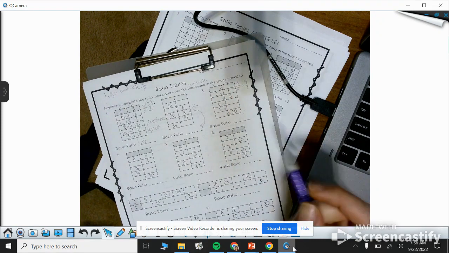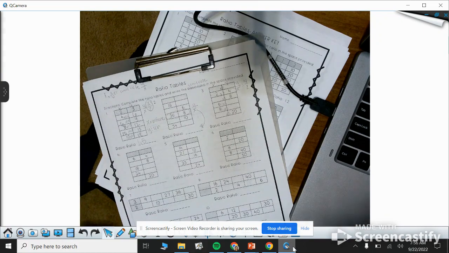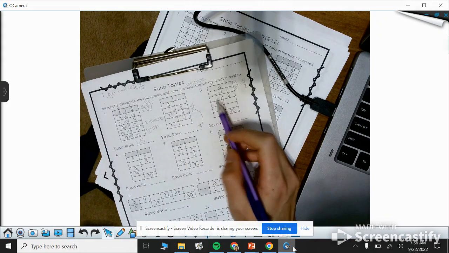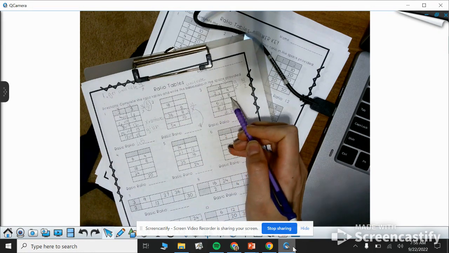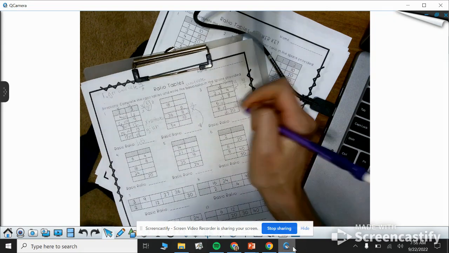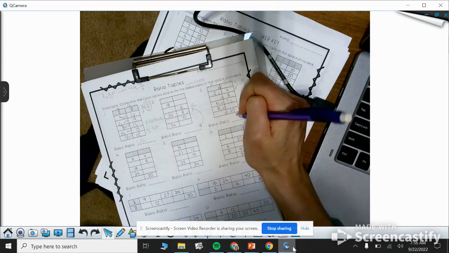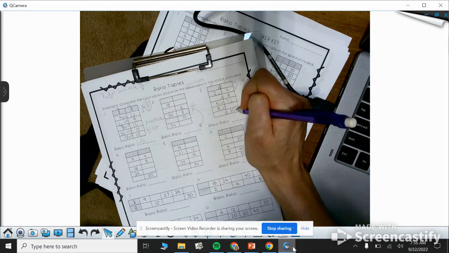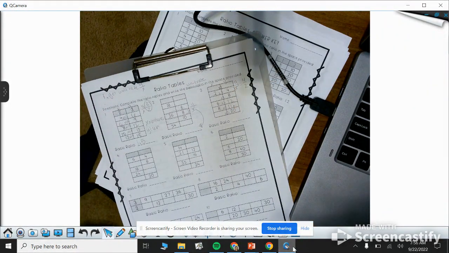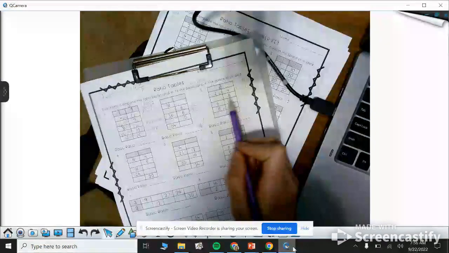Okay. Need to multiply my X times my unit rate. 2 times 2 is 4. I'm not sure what times 2 is 8. So I'm going to skip that for right now. But 6 times 2, that's 12. And 8 times 2 is 16. And now I'm going to go back.